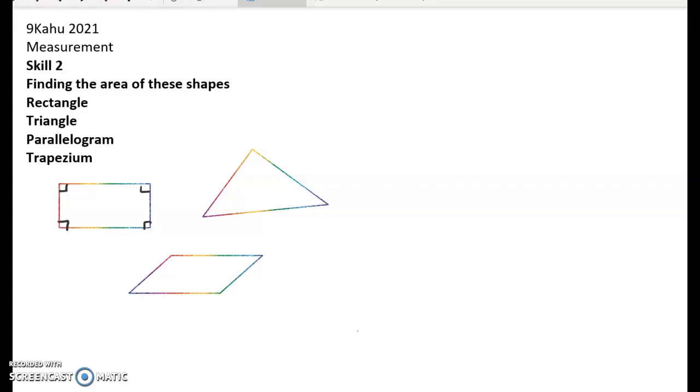Kia ora, Year 9. In this video, I'm going to look at how to find the area of 4 shapes. Right, so I'm going to work quite quickly through this, and I'm going to be using formulae. Now, in class, we'll do a bit of investigating where these formulae came from, but it's a bit hard to do that over a video.